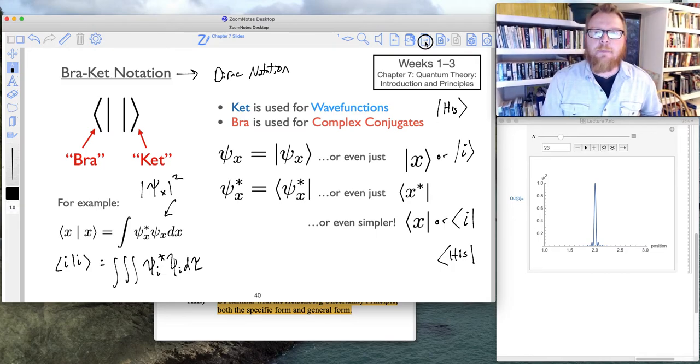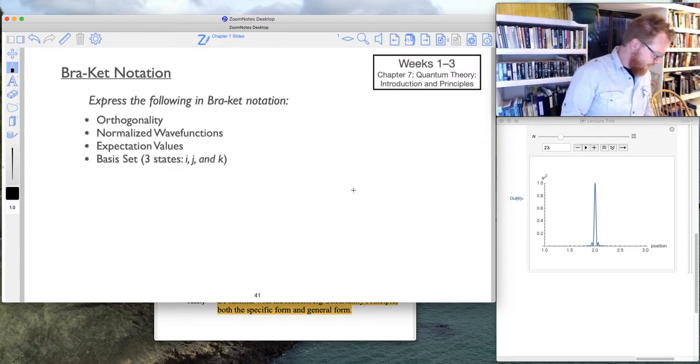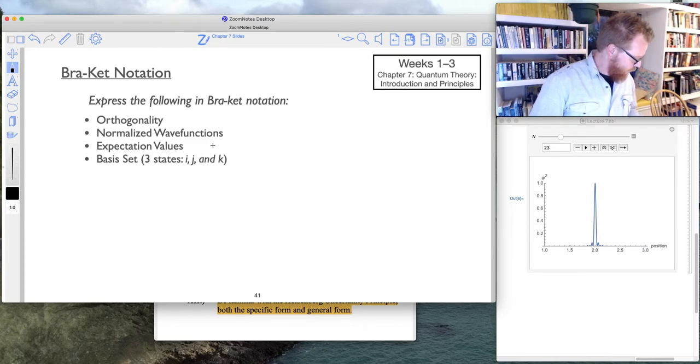So there's a couple of examples that I'm going to work through, and I would encourage you to work through these on your own first to see if you got it. Let me find my cheater notes here. Okay, so express the following in Bra-ket notation: orthogonality, a normalized wave function, an expectation value, and a basis set of three states I, J, and K. Let's do it. I'm going to go through my notes just to make sure.